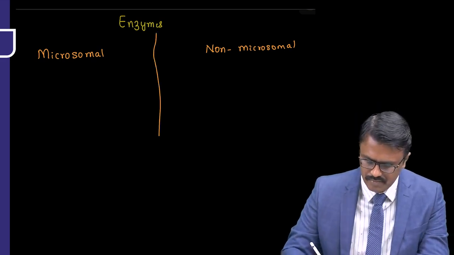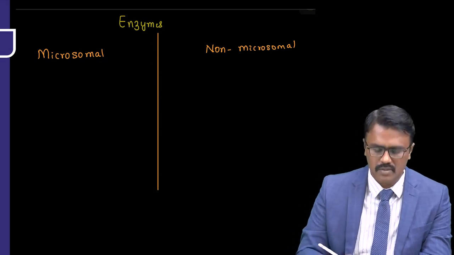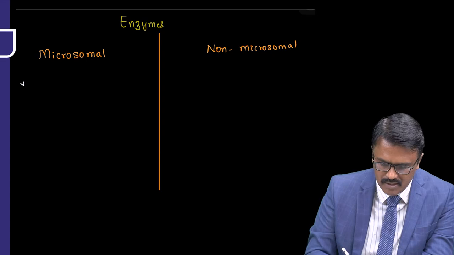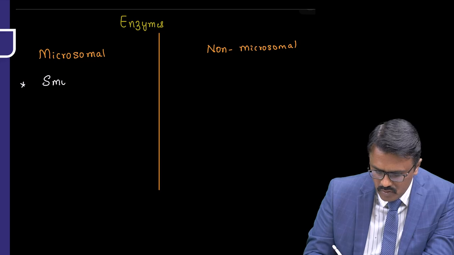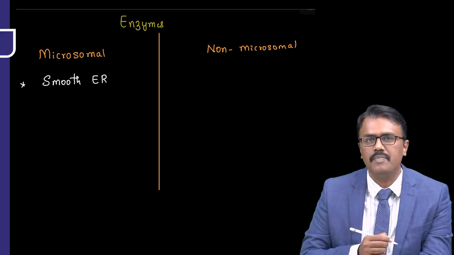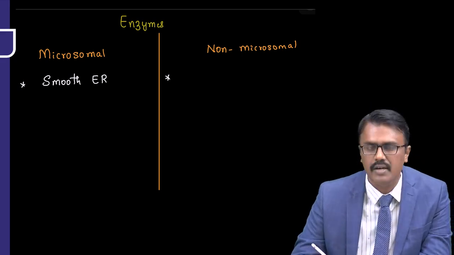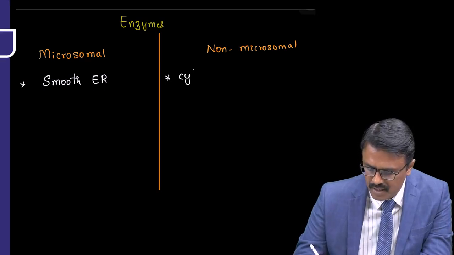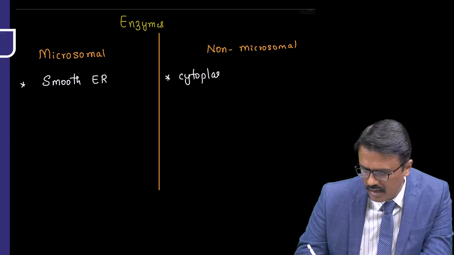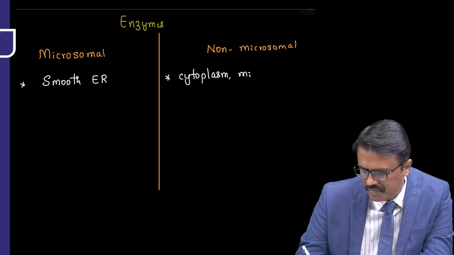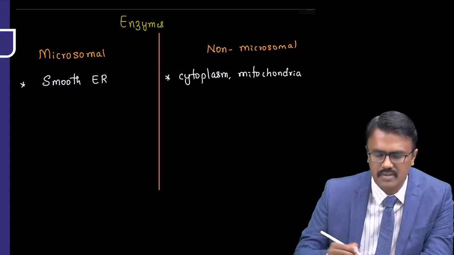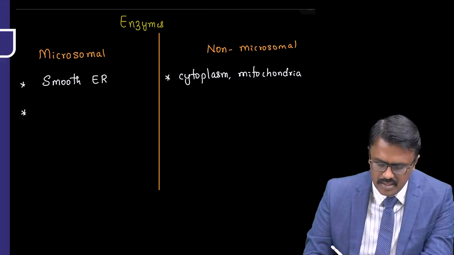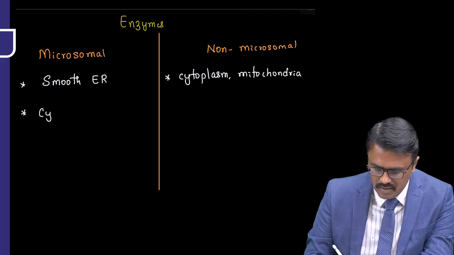Let us understand that. The difference between the two is the location. Where are the microsomal enzymes located? The microsomal enzymes are present in the smooth endoplasmic reticulum. And where is the non-microsomal located? They are present in the cytoplasm and mitochondria. Yes. So we are correlating with your biochemistry here. Integration. Now the main enzyme in the microsomal enzymes is cytochrome.